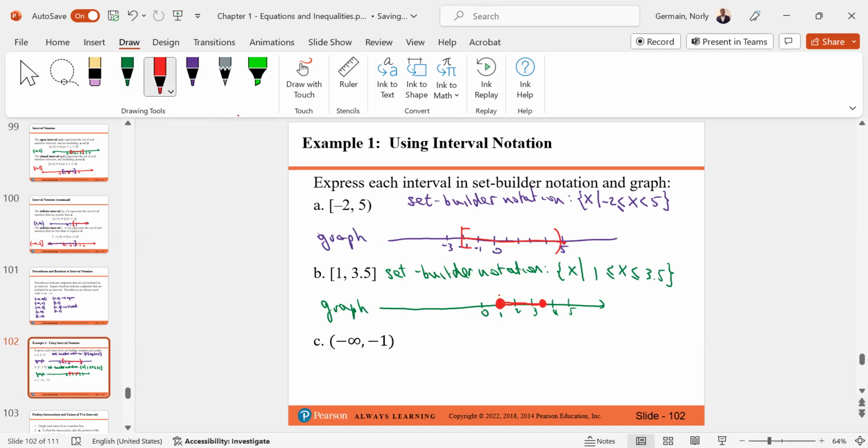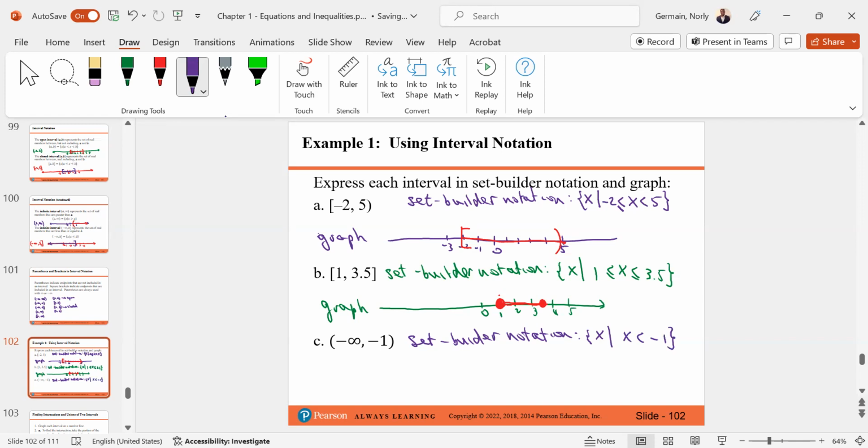You either use brackets or you can use the two dots, and that would be the same thing. Now, for the last one, we said set builder notation. How are you going to do it? Set builder notation is x such that x must be strictly less than -1.